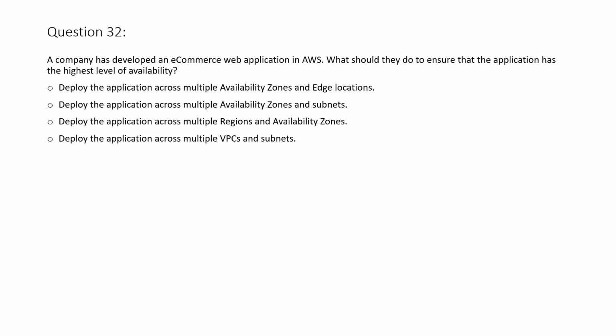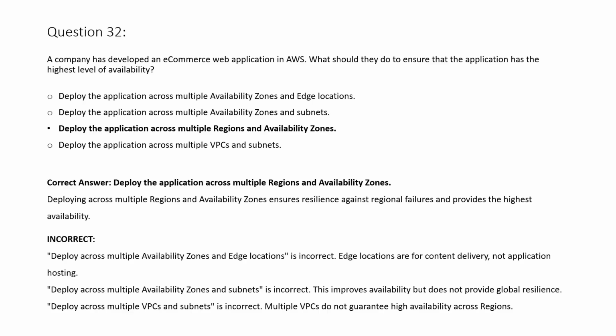Moving into question number 32. A company has developed an e-commerce web application in AWS. What should they do to ensure that the application has the highest level of availability? Option A. Deploy the application across multiple availability zones and edge locations. Option B. Deploy the application across multiple availability zones and subnets. Option C. Deploy the application across multiple regions and availability zones. Option D. Deploy the application over multiple VPCs and subnets. So the correct answer is deploy the application across multiple regions and the availability zones.